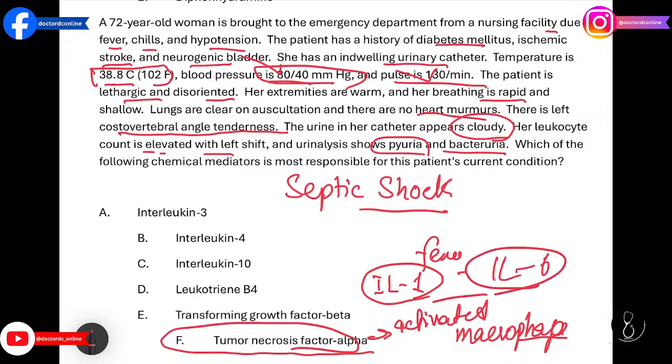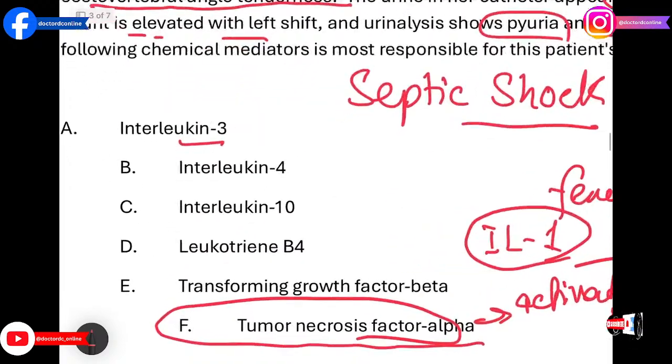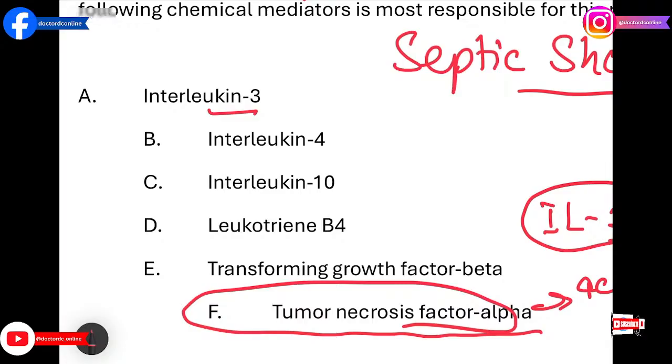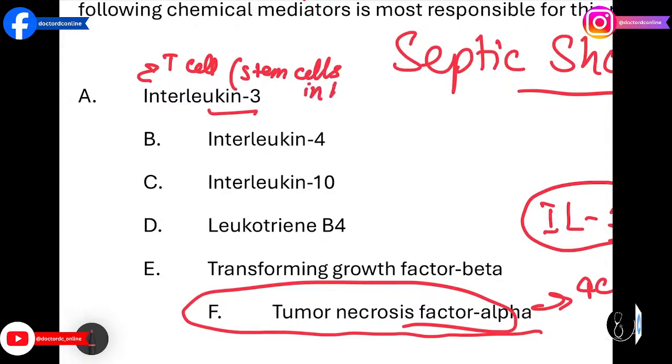also. Okay? If we talk about other cytokines like interleukin-3, it is produced by activated T cells and stimulates the growth and differentiation of stem cells in bone marrow.